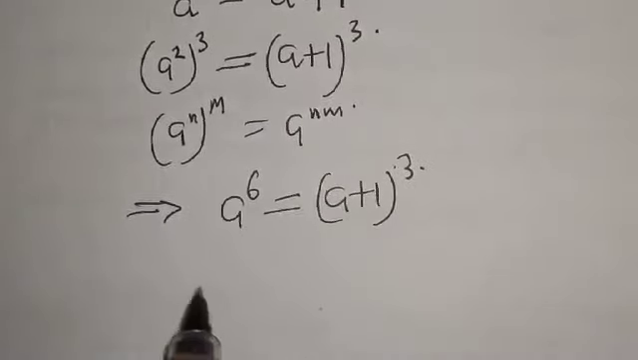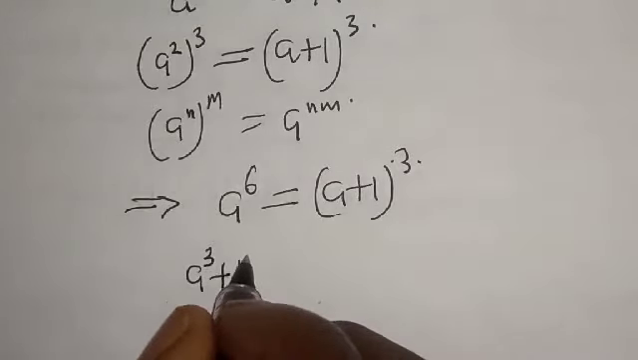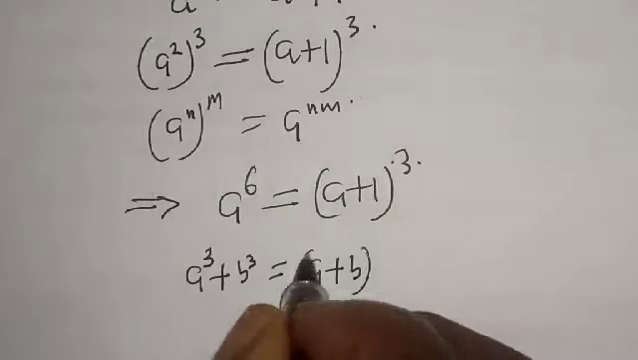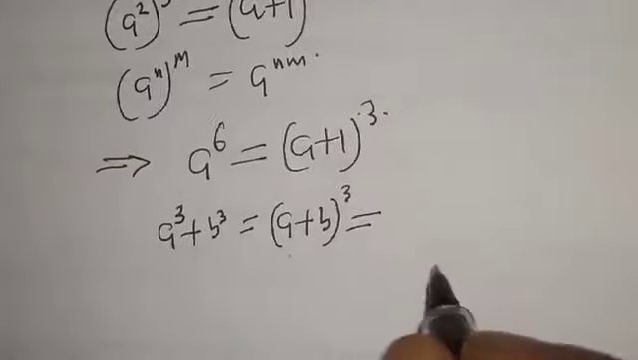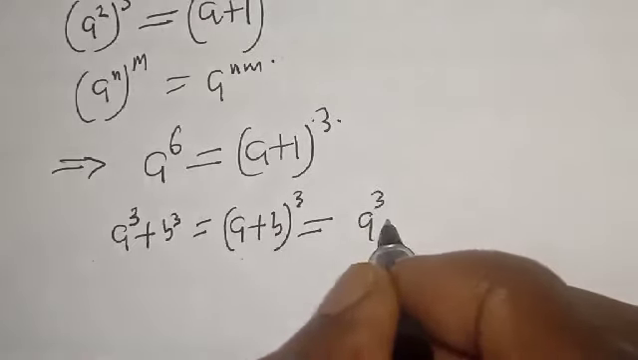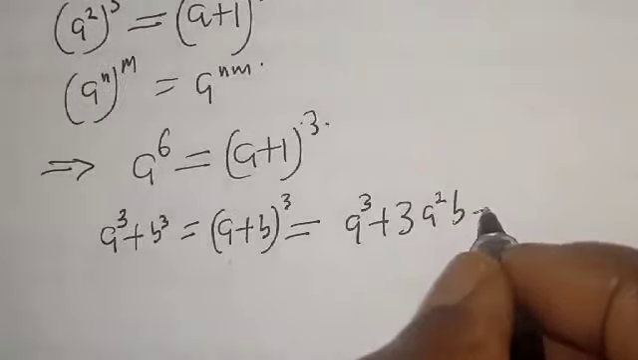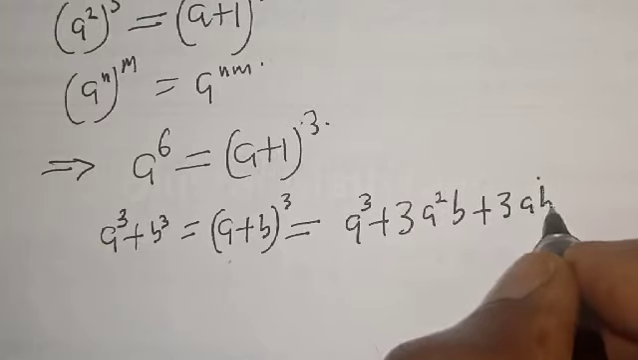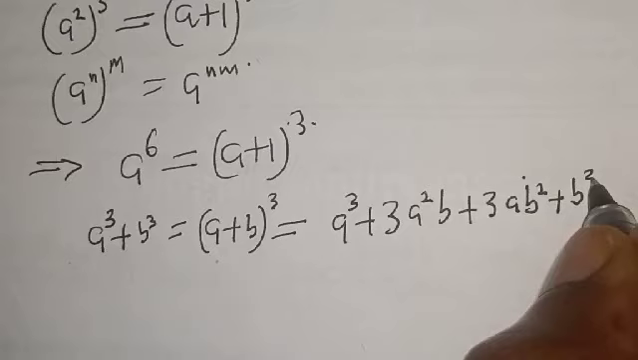Then this same thing, if you have a cube plus b cube, is the same thing as (a plus b) raised to power 3, which is equal to a cube plus 3a squared b plus 3a b squared plus b raised to power 3.